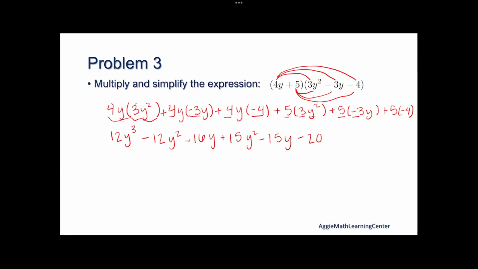You just combine like terms. So we only have one y cubed term, so we'll keep that the same. And then we have our negative 12y squared plus 15y squared. So that's going to end up being 3y squared, right? And then we have that negative 16y minus 15y. So that'll be negative 31y. And then we just have that one constant term, so there's no other ones that don't have a y. So that'll be negative 20. Gorgeous.